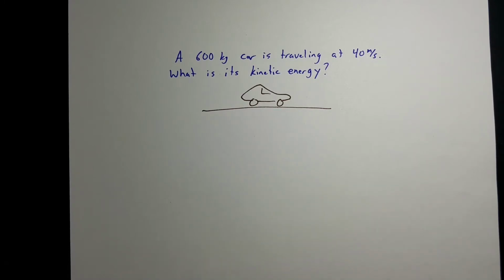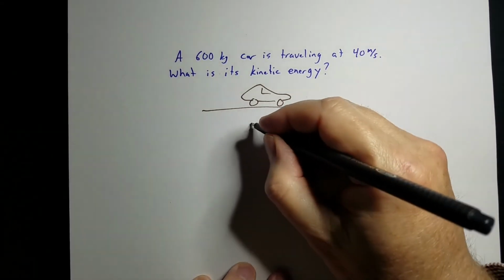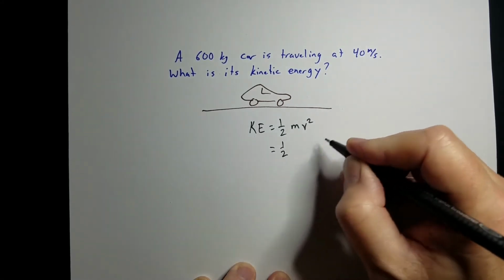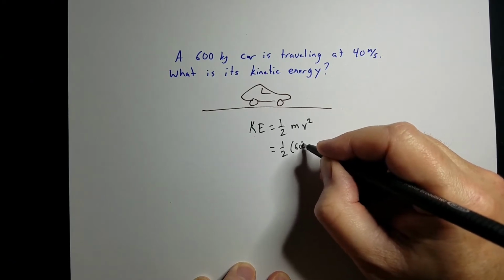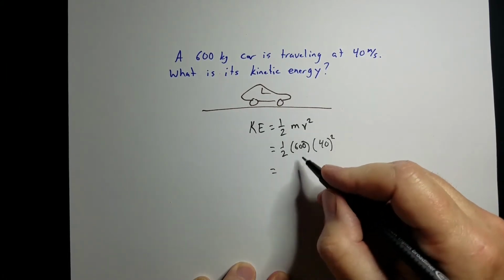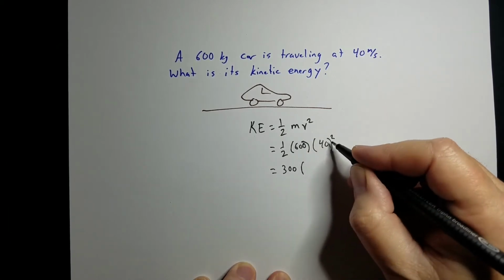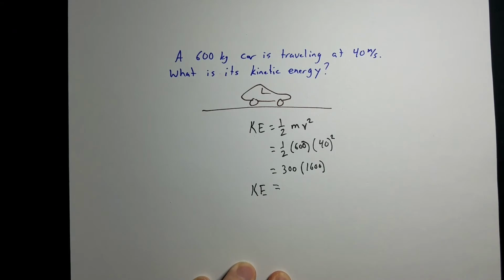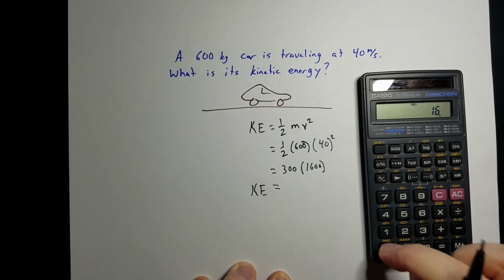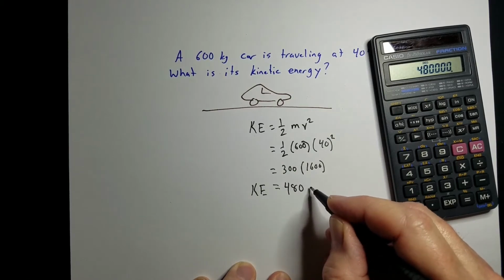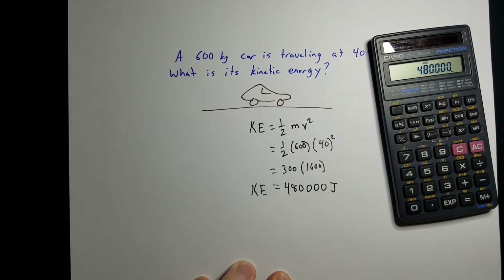Let's take a look at this problem. We've got a 600 kilogram car traveling at 40 meters per second. We want to know its kinetic energy. Well, it's actually quite simple. Kinetic energy is equal to 1/2 mv squared. So in this case, mass is 600. Velocity is 40, and it's only the velocity that's squared. So I'll take half of 600, which is 300. 40 squared is 1600. And we multiply those together, 1600 times 300 gives us a big whopping 480,000 joules of kinetic energy.